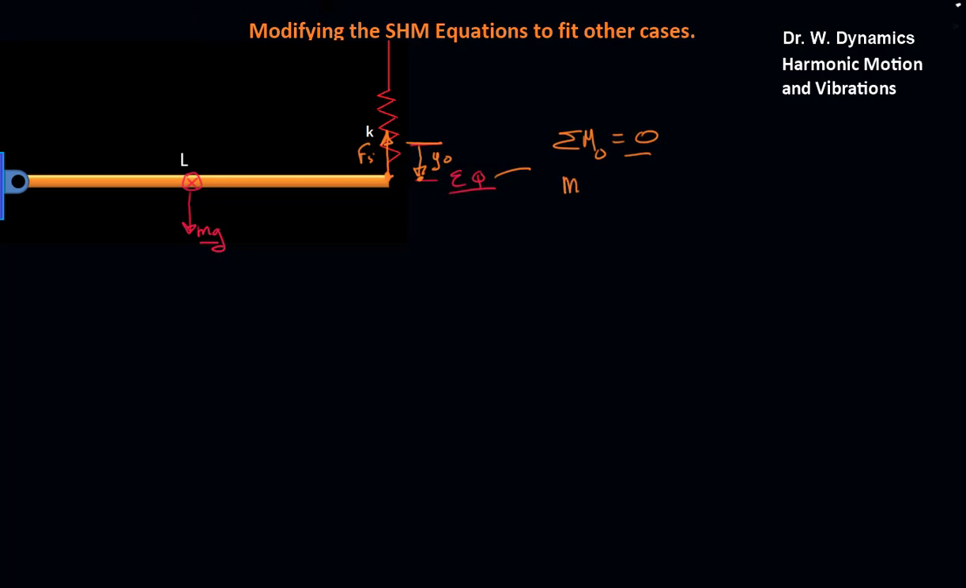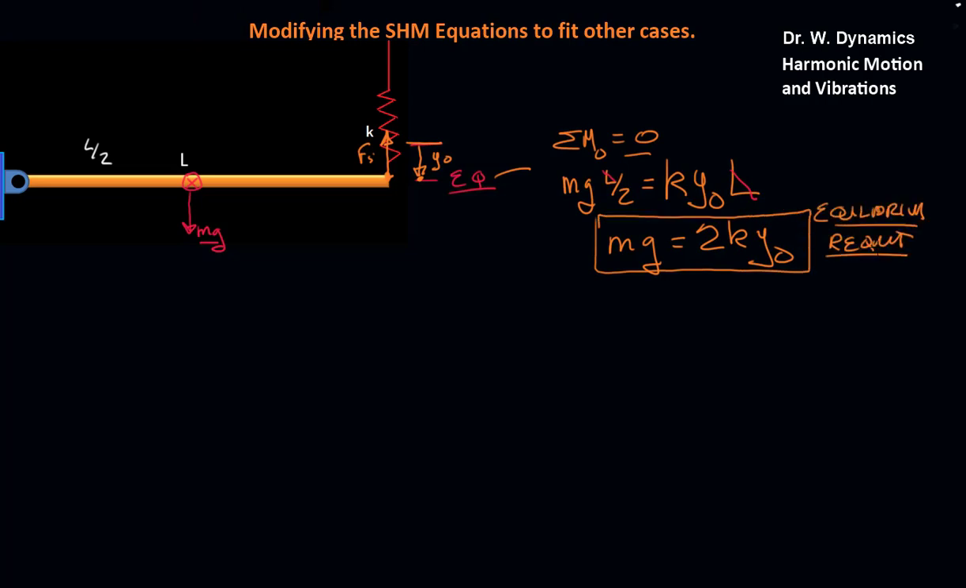And we get from that mg times L on 2 will equal ky0 times L. From here we see that the L's drop out, and we end up with a requirement for equilibrium of mg equal to 2ky0. That's an equilibrium requirement. Now let's displace the bar downward by a small angle. So we have a delta y that we push it down with and release it.